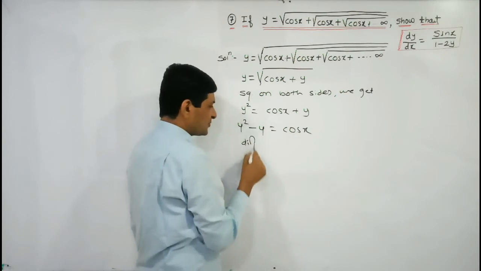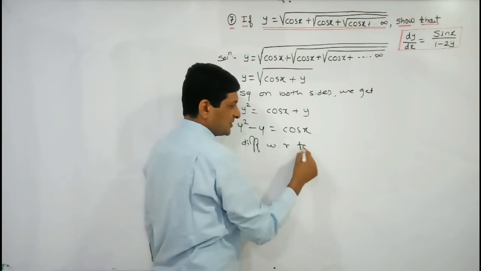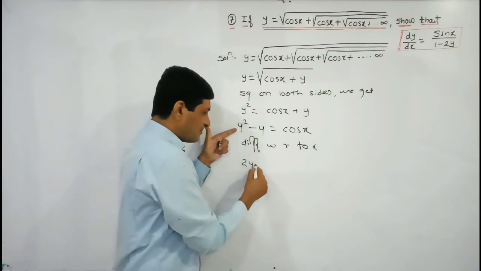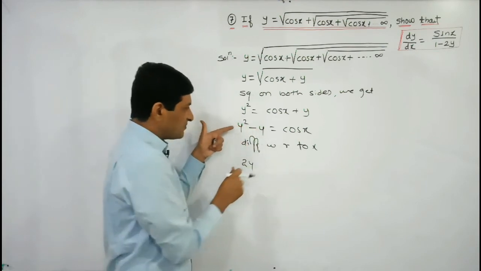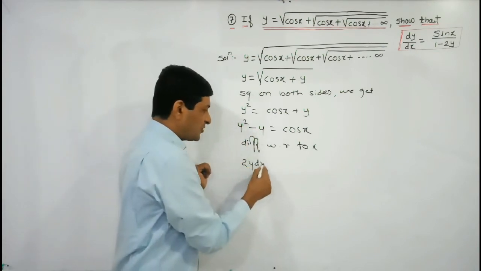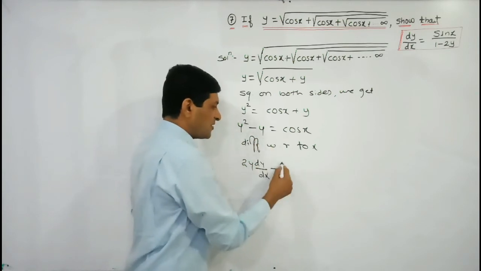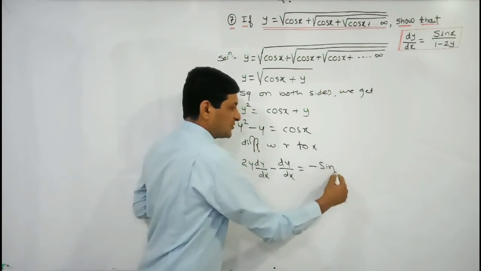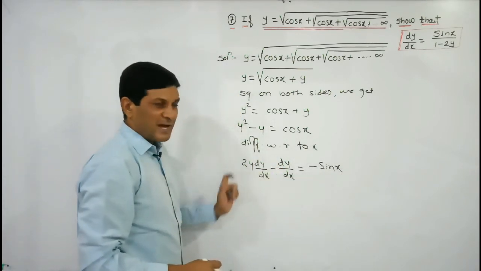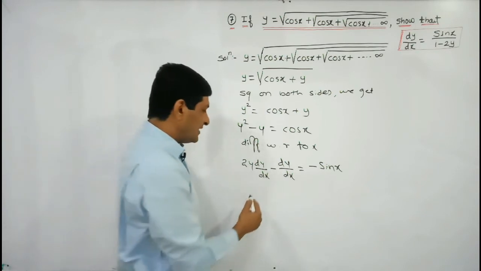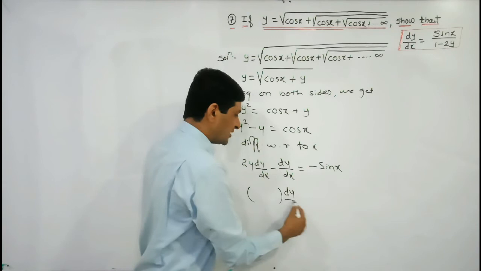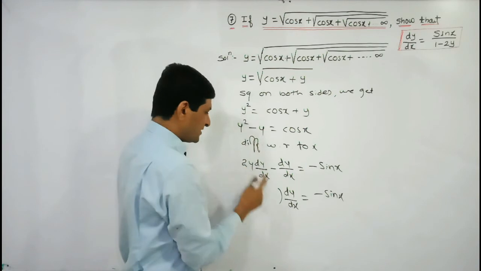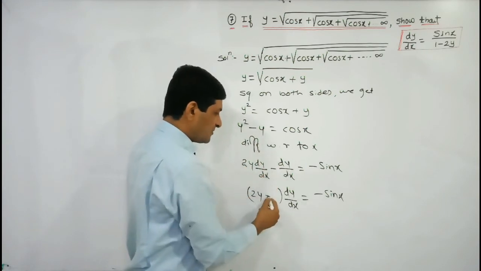Now since the given expression is in the simplest form, we differentiate it with respect to x. The derivative of y square with respect to x is 2y times dy/dx, minus the derivative of y, which is dy/dx, and on the other side the derivative of cos x is minus sin x. Now we have two terms of dy/dx, so we take dy/dx common from these two terms. From the first term the remaining term is 2y, and from the second the remaining term is minus 1.